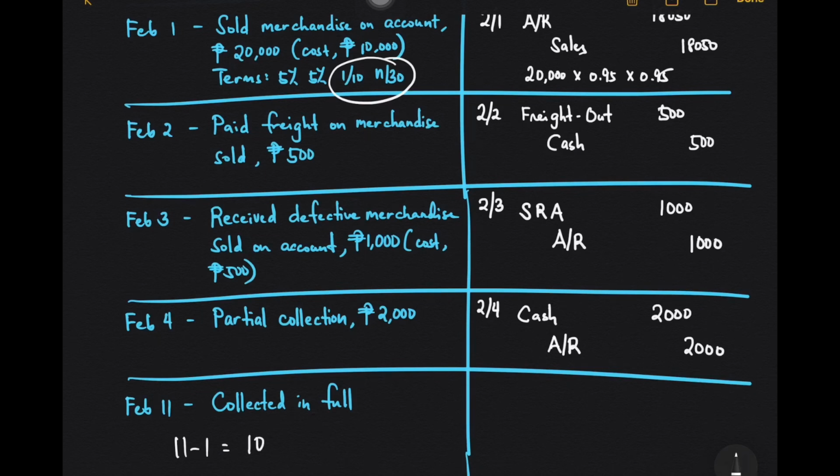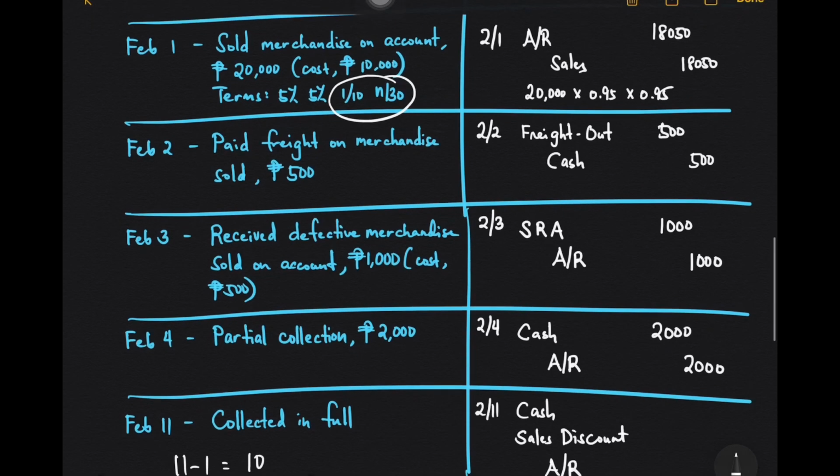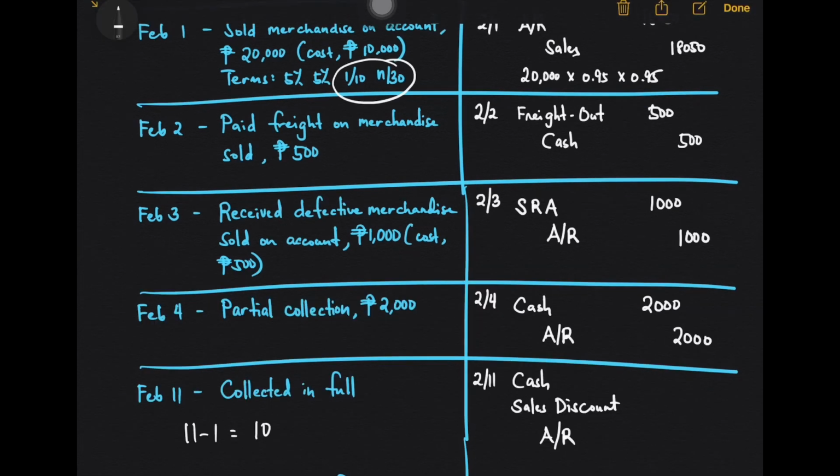So the buyer availed of the discount. Let's journalize. February 11, debit cash for the collection. You would also be debiting sales discount here because you would be receiving less than your collectible. And then credit accounts receivable. Now, how much is your AR? February 1, you have 18,050 minus 1,000 on February 3 and minus 2,000 on February 4. So you are left with 15,050.